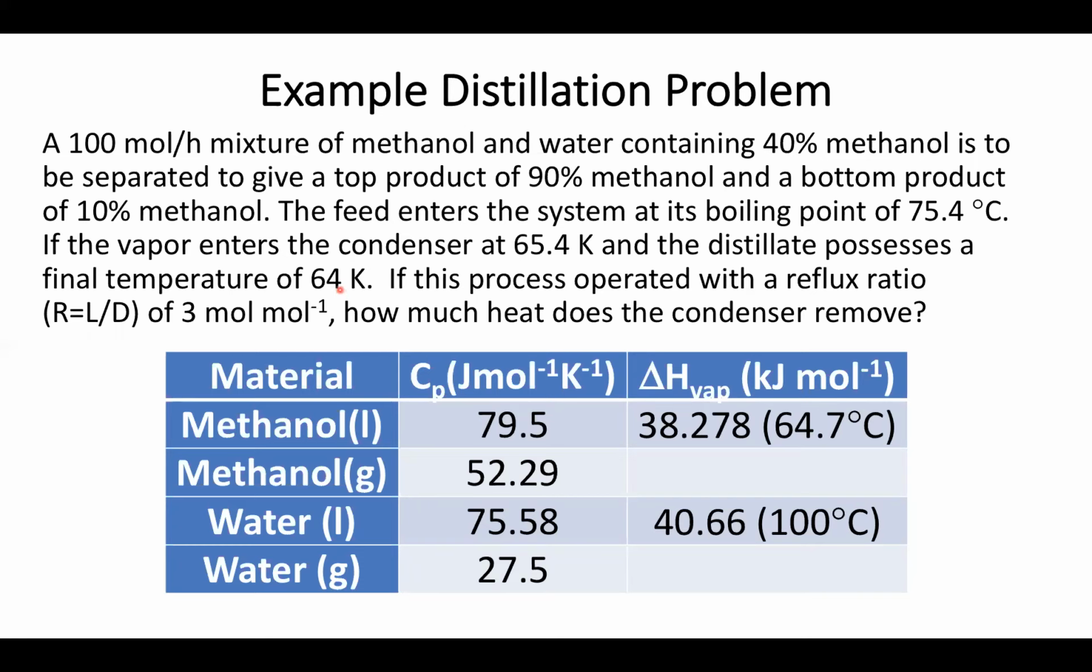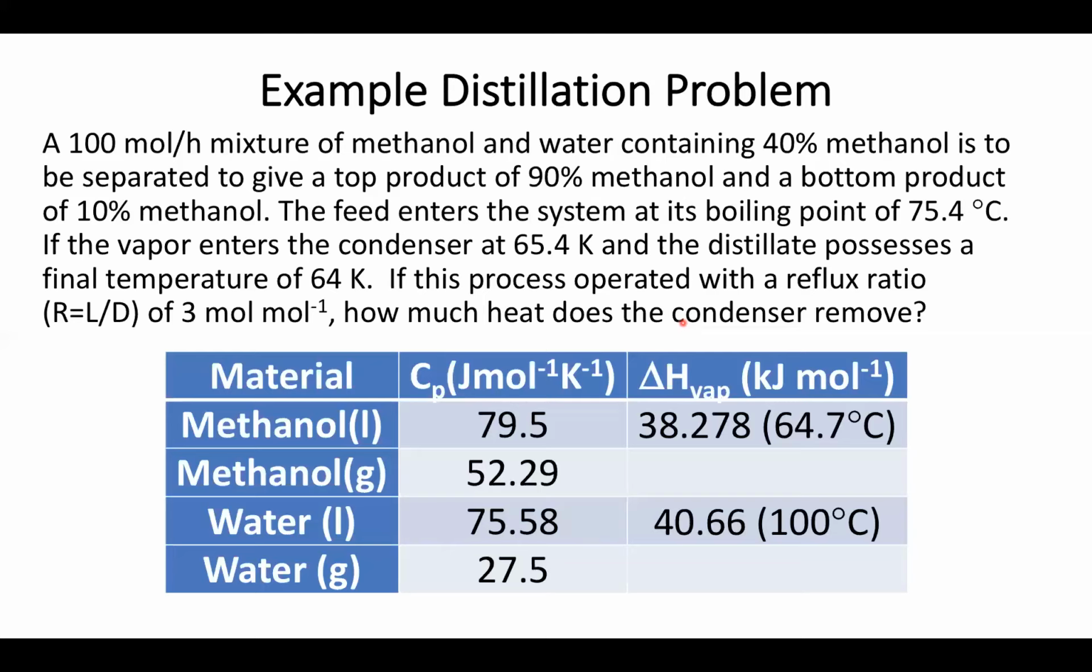Then, using this raw distillate, I'm going to separate it out with a reflux ratio of 3 moles of liquid to 1 mole of distillate product. So I need to do several major energy and mass balances in order to figure out exactly how much heat this condenser is going to remove. This is going to be very important for figuring out exactly what kind of condenser I need to build, such as how big my condenser is, and how much cooling water I might need. So I gave you a whole bunch of information.